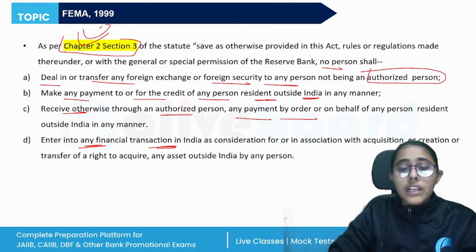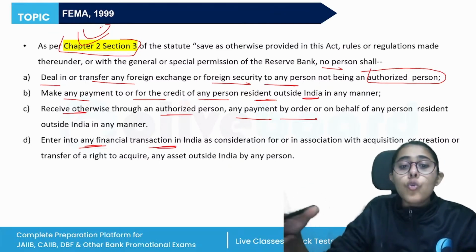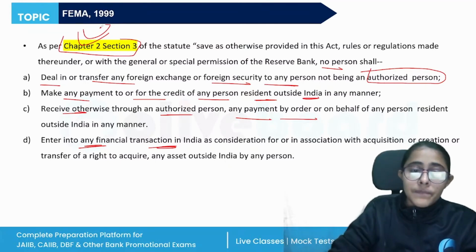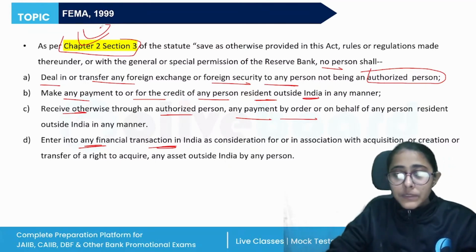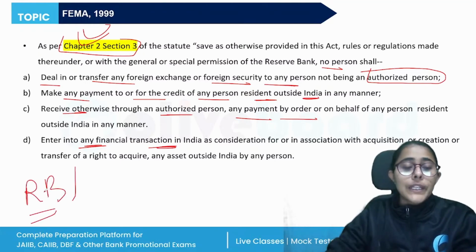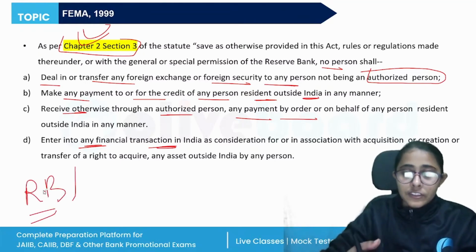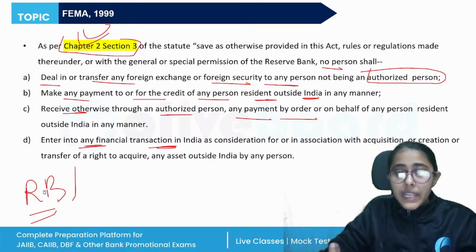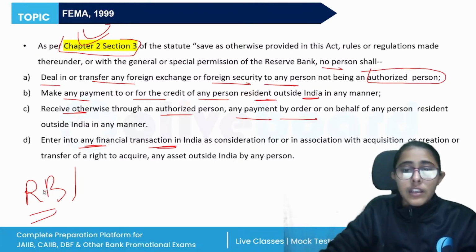Now when we are talking about these authorized persons, who has the power to appoint these authorized persons or to inspect them? This is with RBI. So RBI is going to appoint the authorized persons who are going to deal in foreign exchange, plus the inspection will also be conducted by RBI from time to time.